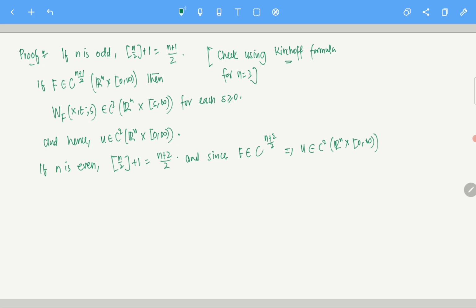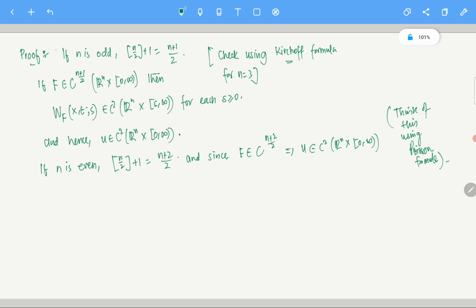Clear? Okay, the exact same sort of logic. I mean, you can think of this using Poisson formula. Clear? Okay, so this you guys have to do it yourself. I mean, there is nothing much to do. So please check this part. Right now, so this is the first part gone.